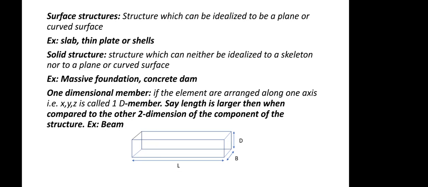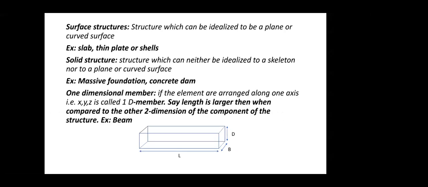Now, the next type of structure is the one-dimensional member. If the elements are arranged along one axis, either the x-axis, y-axis or z-axis, it is called a one-dimensional member. Say the length is larger compared to the other two dimensions of the component of the structure. I have given an example here. I have shown a beam. In this beam, the length is large compared to the breadth B and the depth D. So B and D are negligible when compared to length. So it is a one-dimensional member.